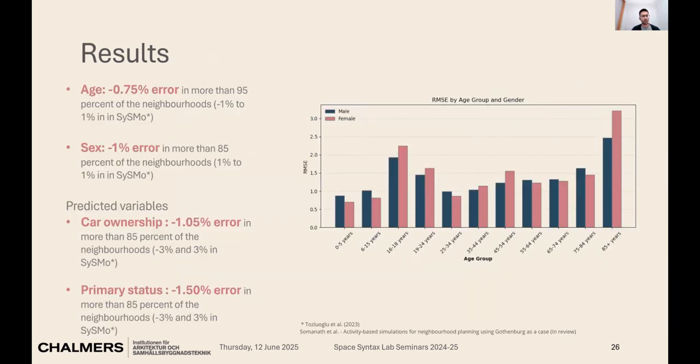In terms of results, when we look at individual variables like age and sex, we get a very low error rate because those are quite easy to fit. For some advanced variables, we use machine learning that predicts what the car ownership would be, for example, based on demographic characteristics, and also the primary status, whether they are working, inactive, or in education, for example. And we compared this to other models, like the Synthetic Sweden national model of individuals for Sweden. And the errors are quite within the range that they found with the Synthetic Sweden model.